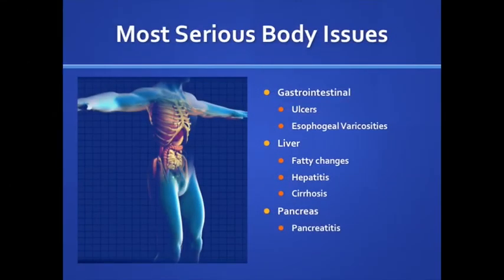I will not ask you to know the many organs of the body affected by alcohol, but there are 3 major organs that sustain the most damage for obvious reasons: the GI tract, the liver, and the pancreas. Vomiting bright red blood is most often a result of alcohol abuse.